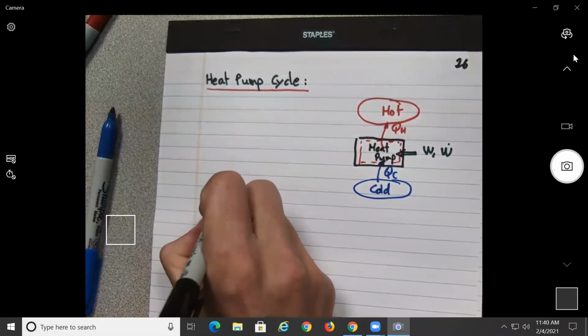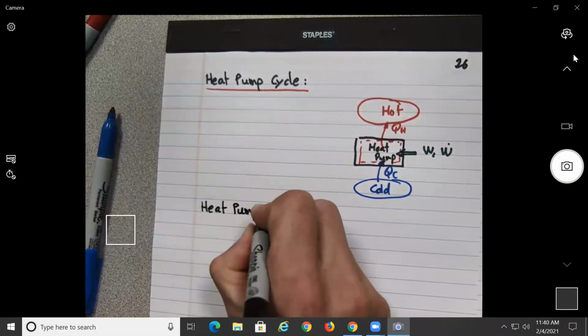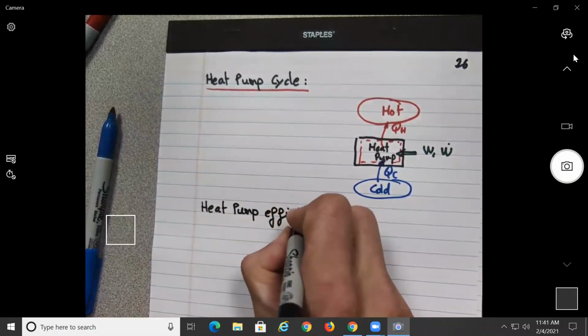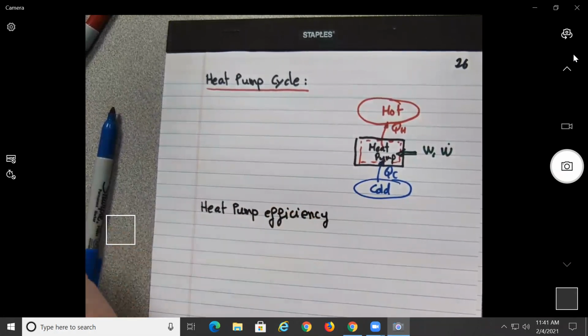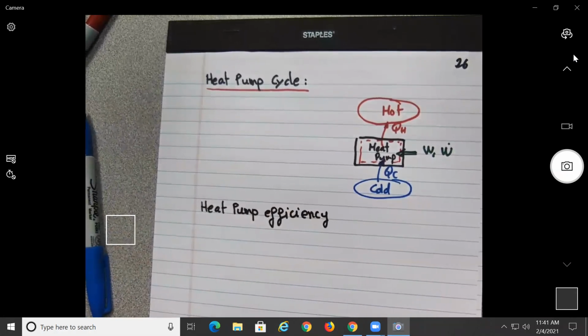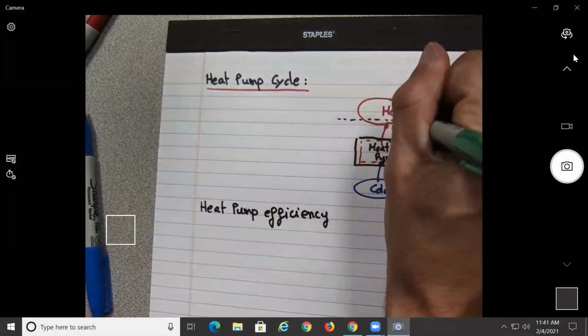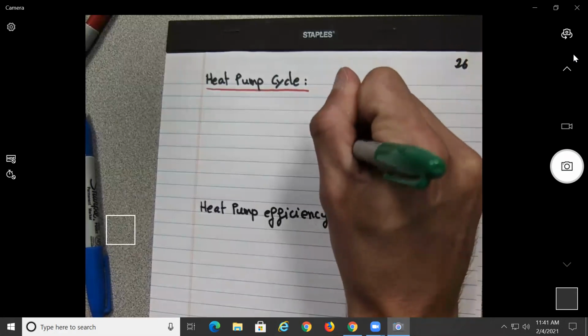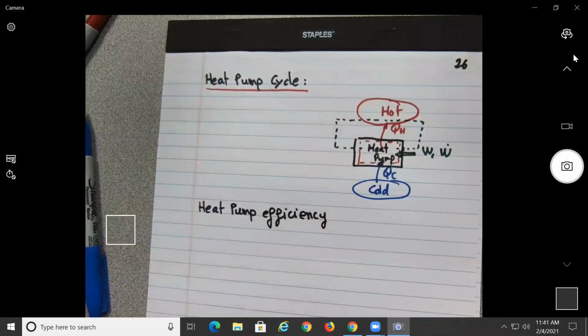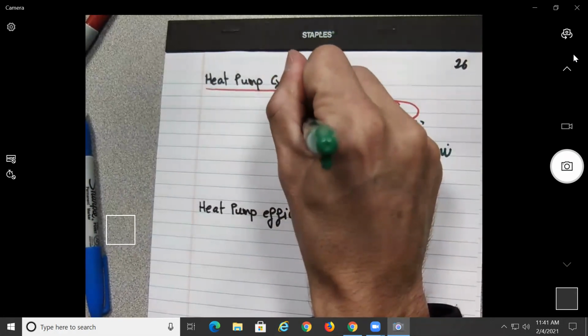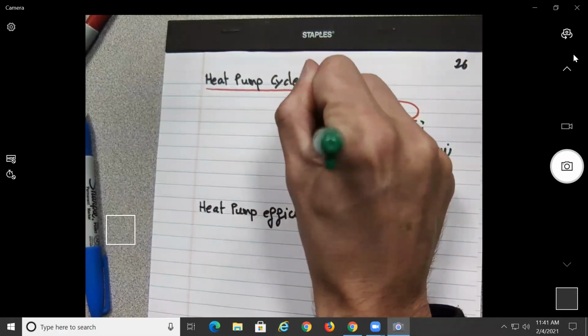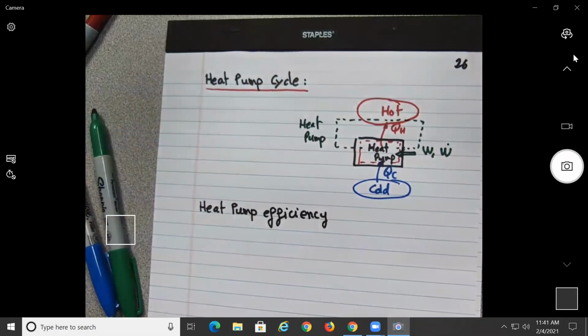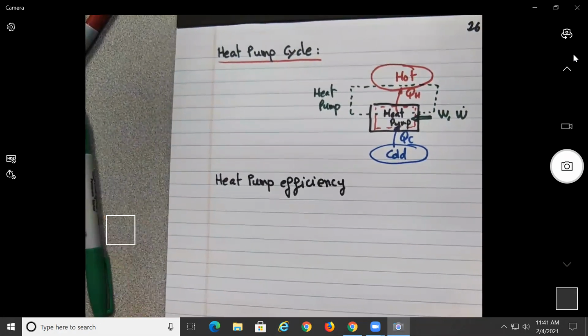So the heat pump efficiency. All right. So this time, what is the part of the system we're looking at? This part over here. So it's the top one. Okay, and for the heat pump, the textbook used the letter gamma.